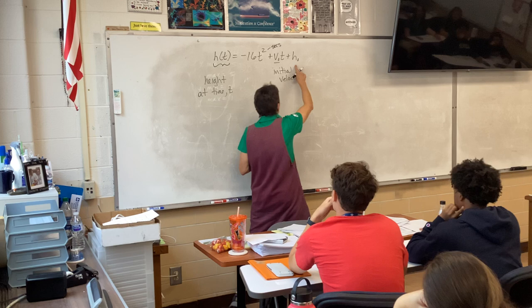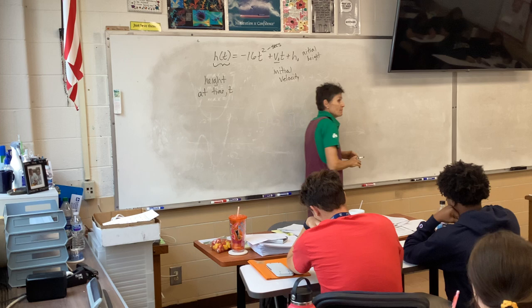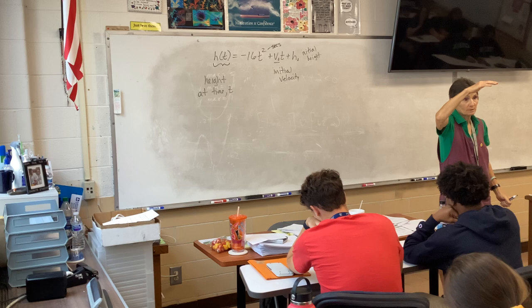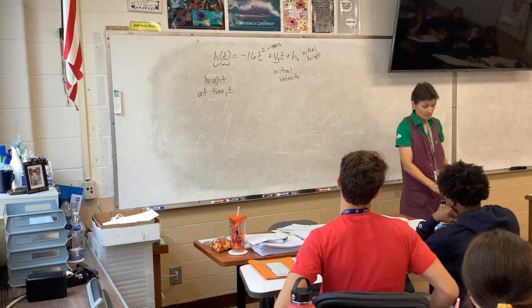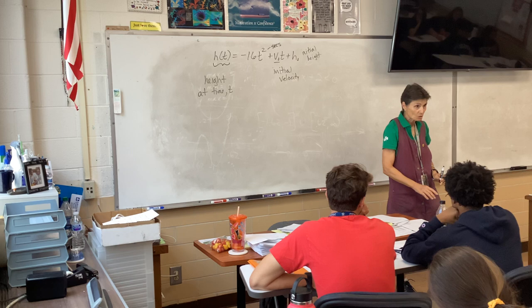H sub naught, if this is the initial velocity, what do you think this is? That's the initial height. So, again, if I'm standing on top of the building throwing eggs at Sam, however tall that building is, that's the initial height. Special case. What if I'm shooting off firecrackers from the ground? What's the initial height? Zero. If you are on the ground, your initial height is zero. It's not going to say that. It's going to say the ball is on the ground or something, right?